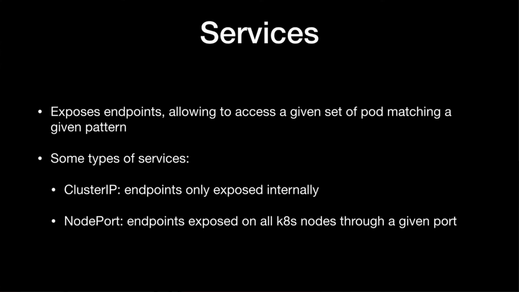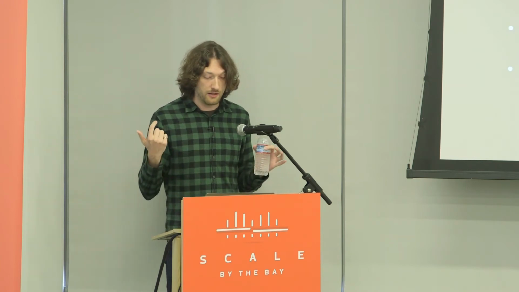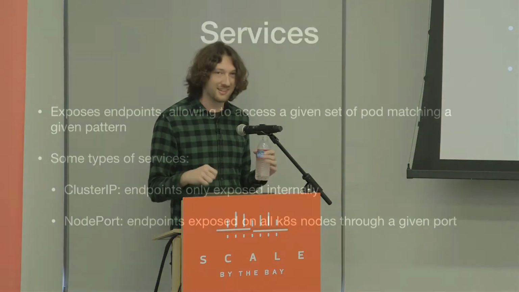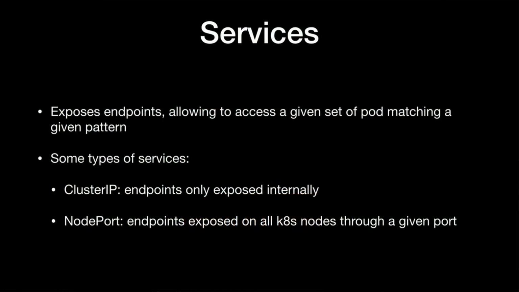There are different kinds of services. For the sake of simplicity, I'm just going to mention two of them. By default, every service is a cluster IP, which means that you can't access it outside of the Kubernetes cluster. But you can also create node port services, which expose what is called a node port, a randomly assigned port. It will be open on all Kubernetes nodes, so you can access your service from outside of Kubernetes.